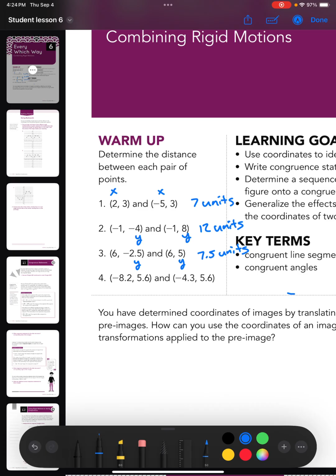And one more, for number 4, the y's are the same, so the distance between the x values is going to be the distance between the 2 points, and the distance between -8.2 and -4.3, if we subtract those, would be 3.9 units.